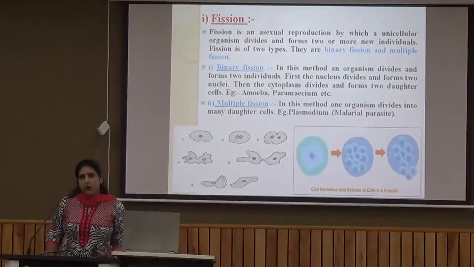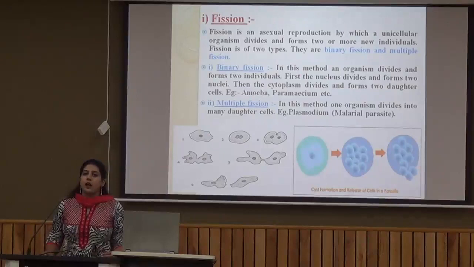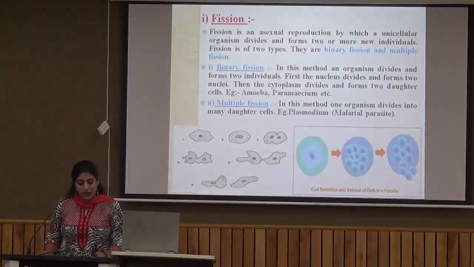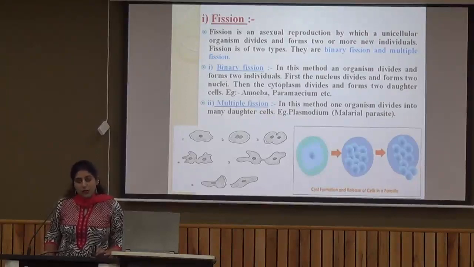For example, how it happens: once the amoeba attains a particular growth, the nucleus, which contains all the DNA content, starts dividing by the process of karyokinesis. Slowly and steadily, in the third figure on the left side, you'll see the nucleus is already divided. In the second figure, you'll see the karyokinesis has already started. In the third, the nucleus is divided into two.